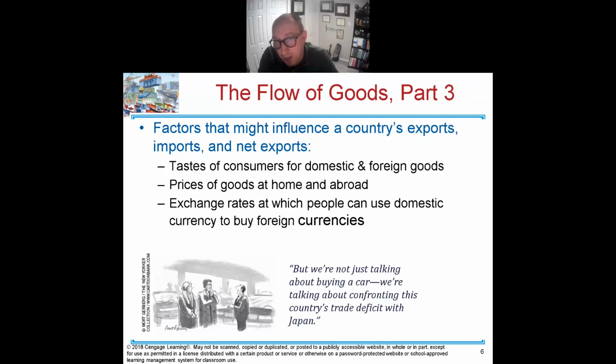Changing consumer taste for domestic and foreign goods. Currently, in the United States in 2022, we've seen shifts in consumer demand for products. The shift went to more domestic products than foreign products. And the reason for this shift is because of the supply chain issues that we've seen over the past few years.